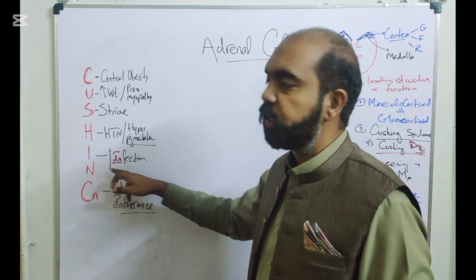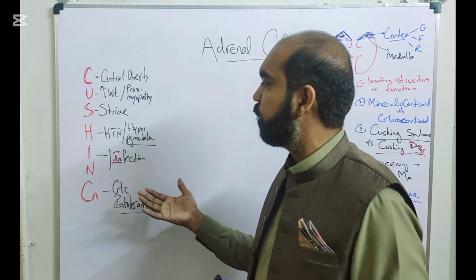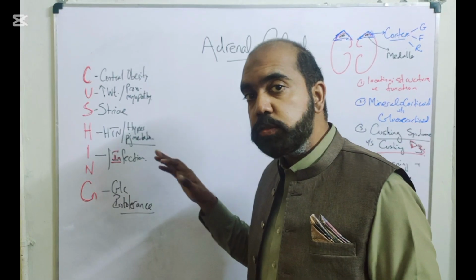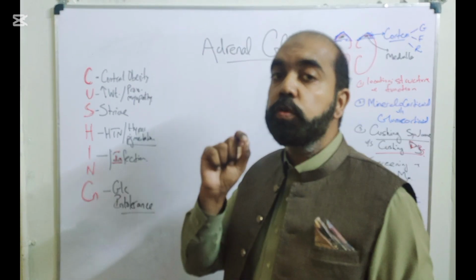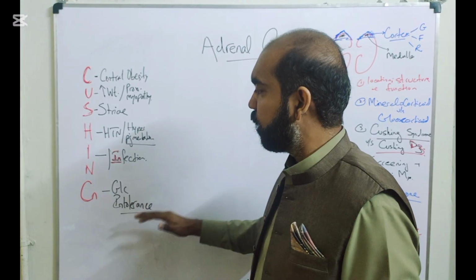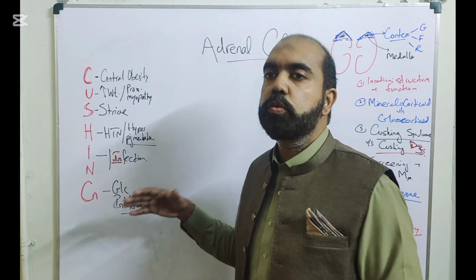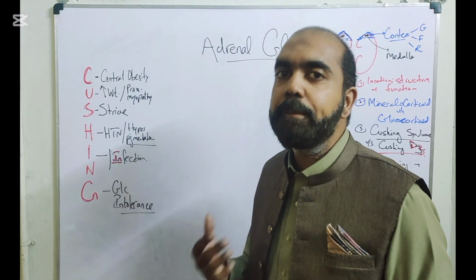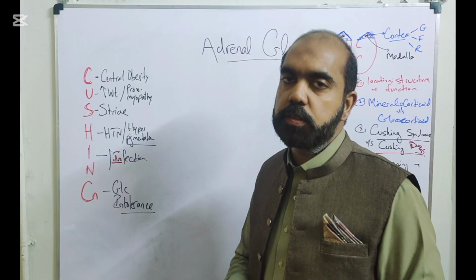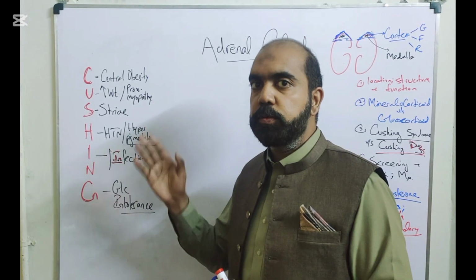Then IN stands for infection. A patient who is likely suffering from Cushing would have a history of recurrent infections. Why? As we discussed previously, cortisol inhibits the immune response somewhat. And the last but not the least is glucose intolerance. So Cushing patients usually suffer from impaired glucose metabolism, and they can suffer from diabetes. This is secondary to hypercortisolism, unlike type 1 and type 2 diabetes.